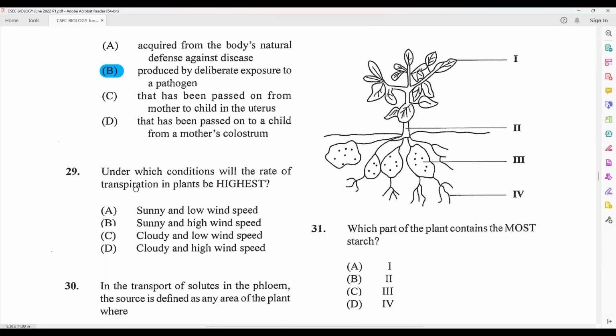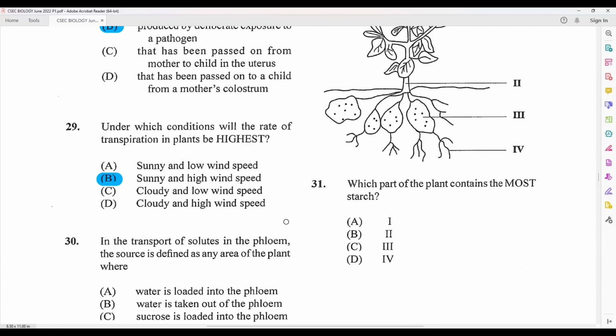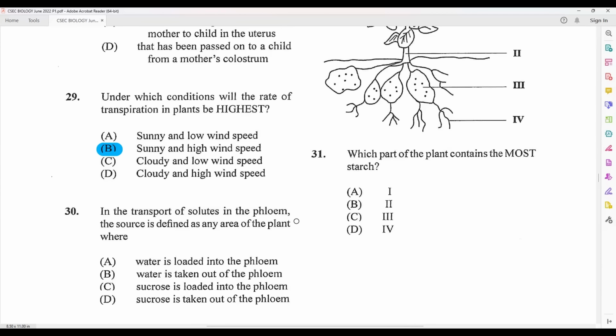Question 29. Under which conditions will the rate of transpiration in plants be highest? You want plenty of sunlight and high wind speeds, which makes the answer B. In the transport of solutes in the phloem, the source is defined as any area of the plant where sucrose is loaded into the phloem.